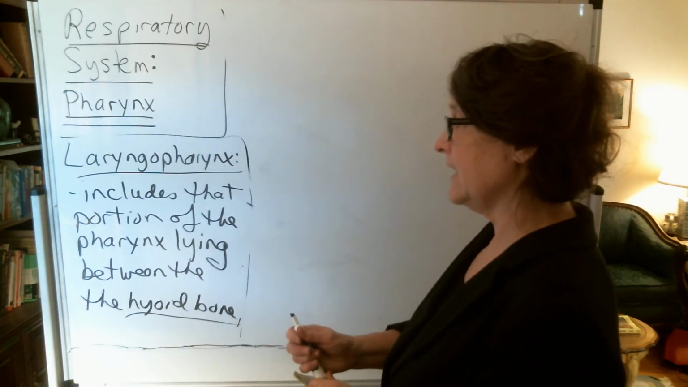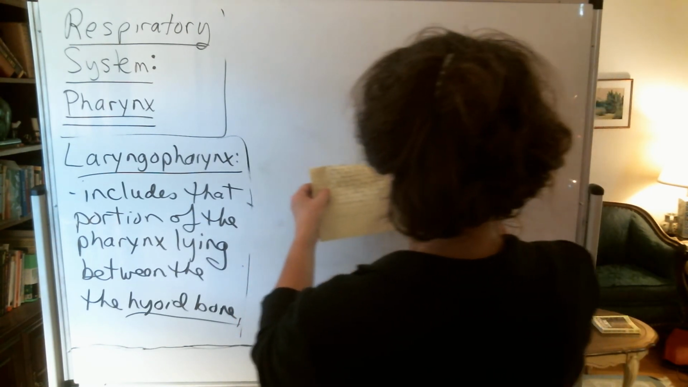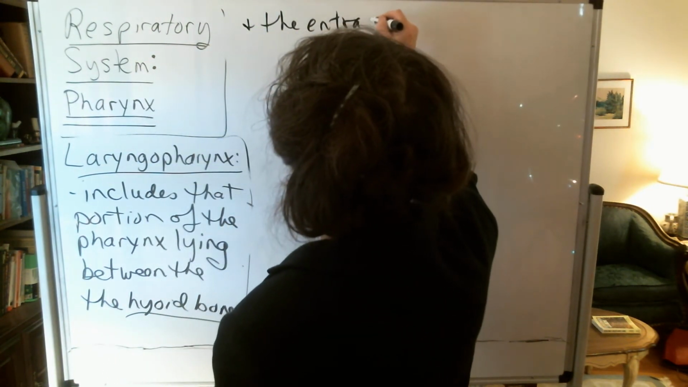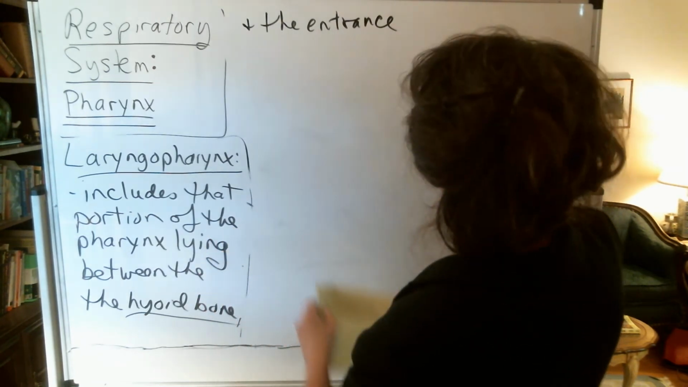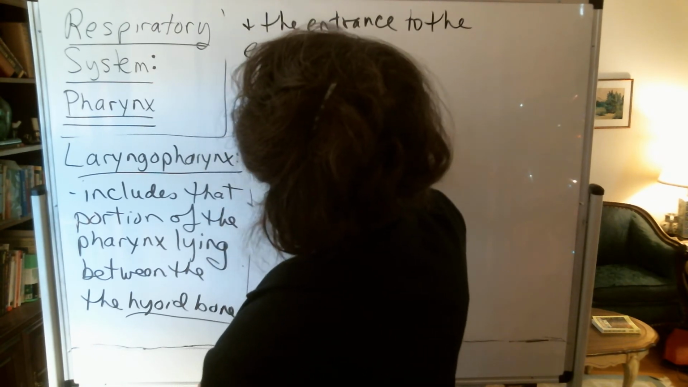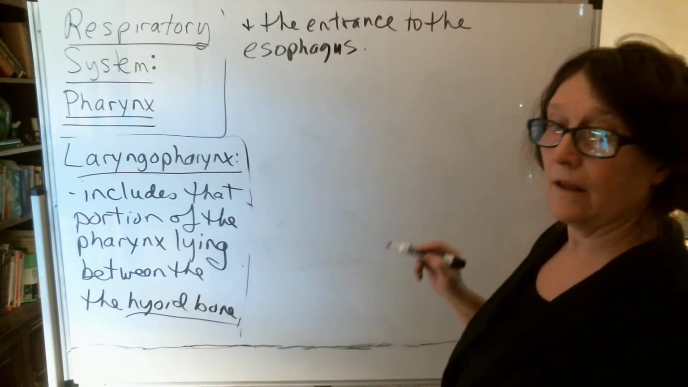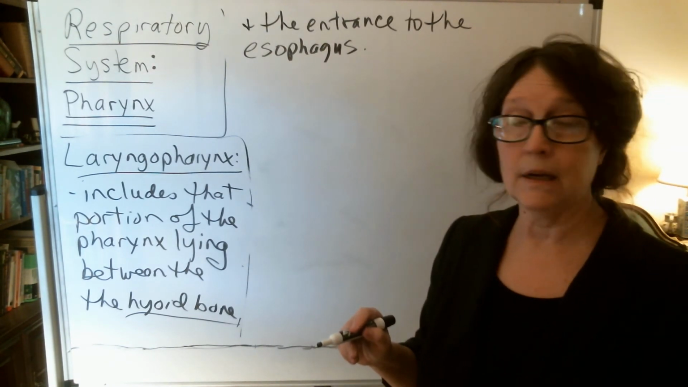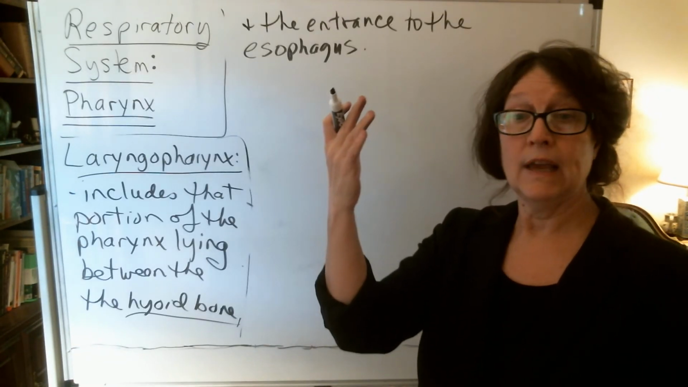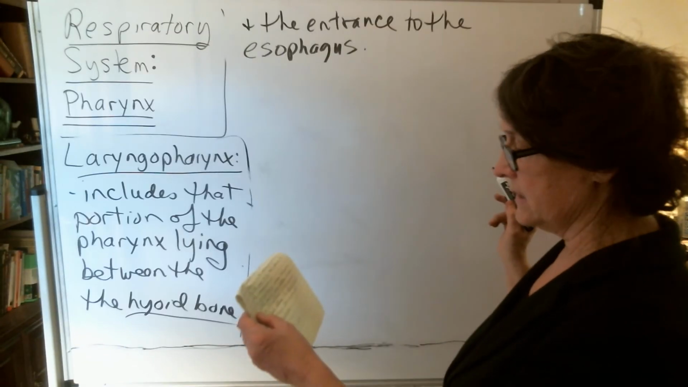So the laryngopharynx then includes that portion of the pharynx lying between the hyoid bone and the entrance to the esophagus, which is not a part of the respiratory system. So that little area there where you can wind up having the food getting diverted into the esophagus or the air being allowed into the respiratory system, that little area there is the laryngopharynx.